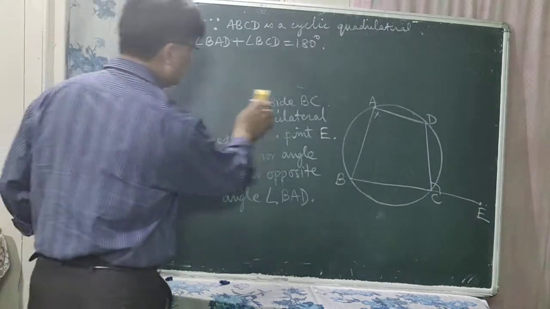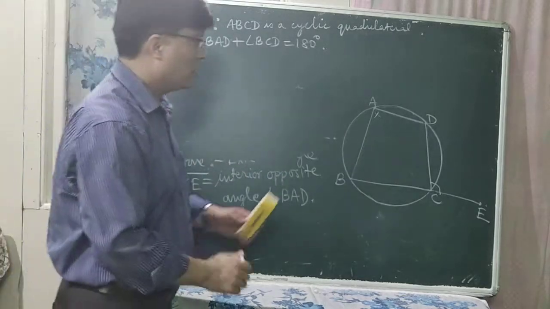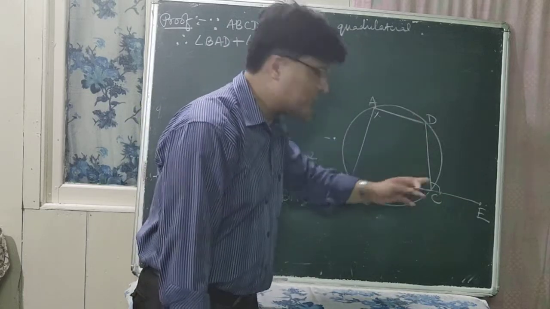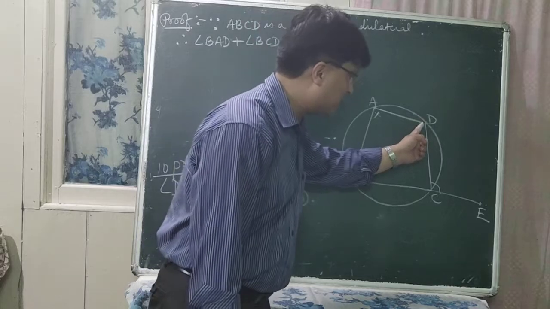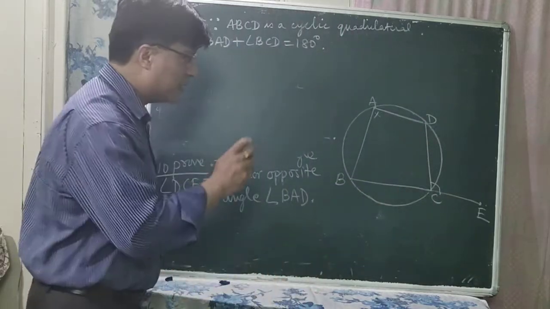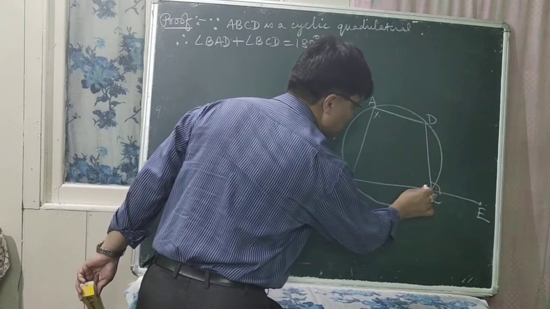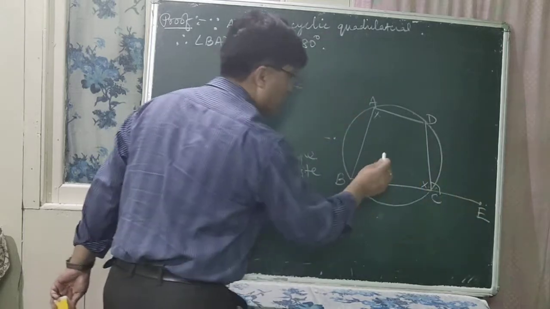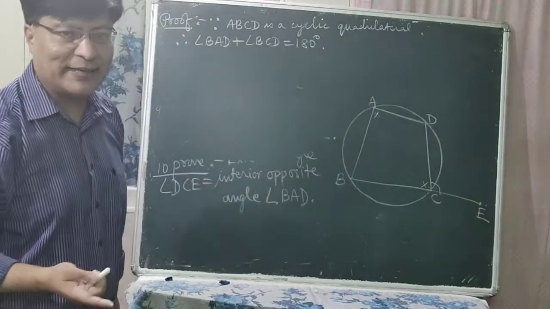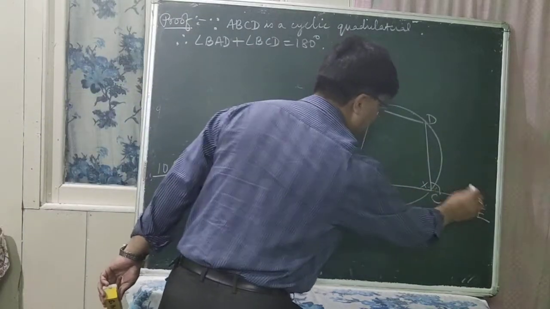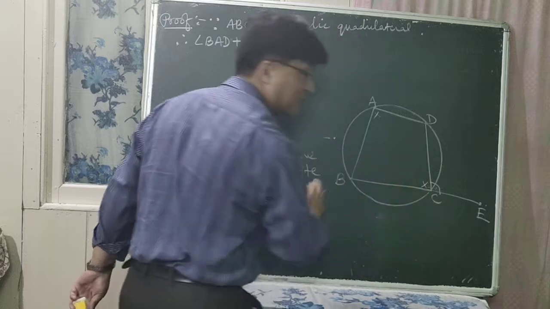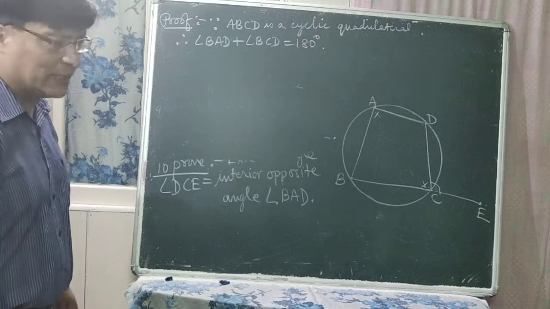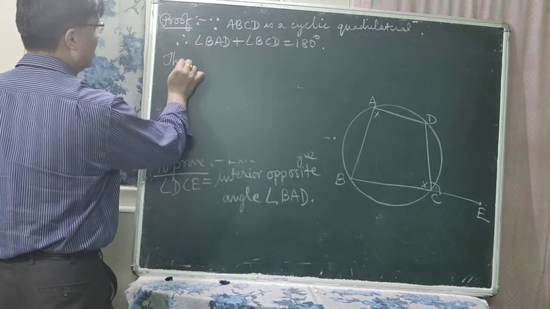Is that clear? So next, again, look at the figure. Now in this case, BE is a straight line, DC is another straight line, and this straight line DC stands on BE. So you can write down that the sum of these two angles, angle DCE plus angle BCD, is also 180 degrees, because this is a straight line, and on this straight line DC stands, and the sum of these two angles will be equal to 180 degrees.